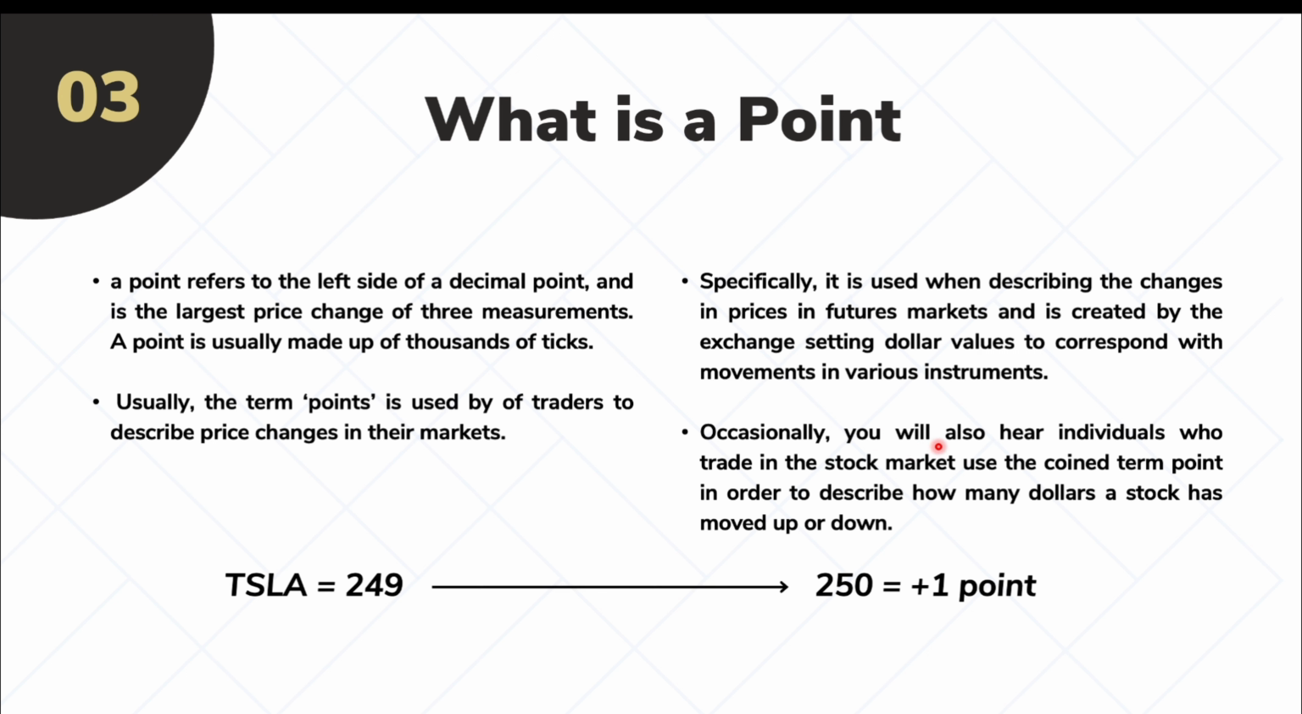Also, you will hear individuals trade stock markets use this term to describe how many dollars a stock has moved up or down. So for example, Tesla goes from 249 to 250. It goes plus 1 point.